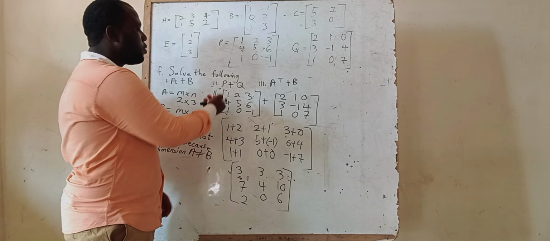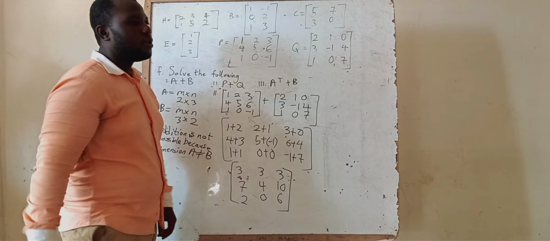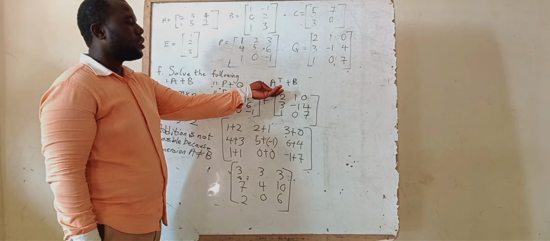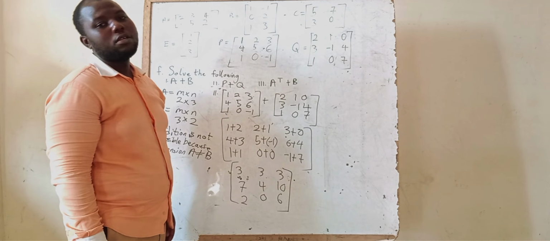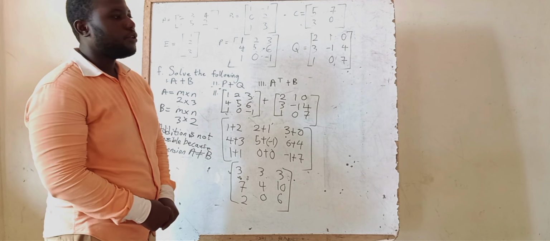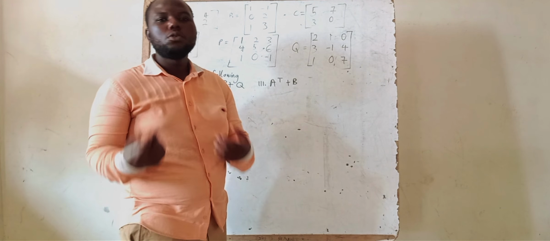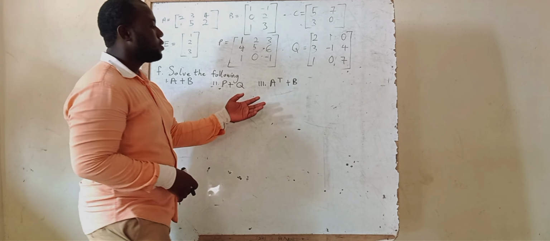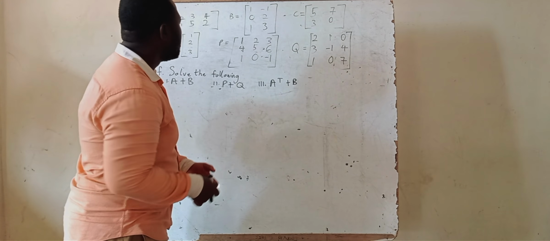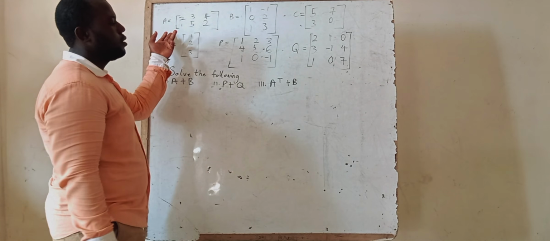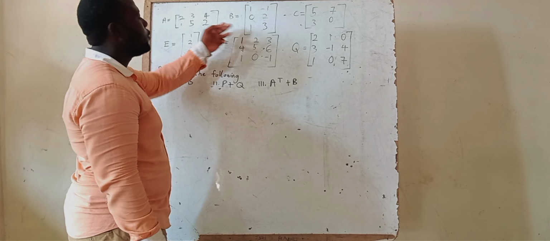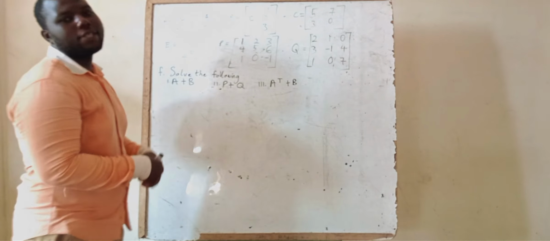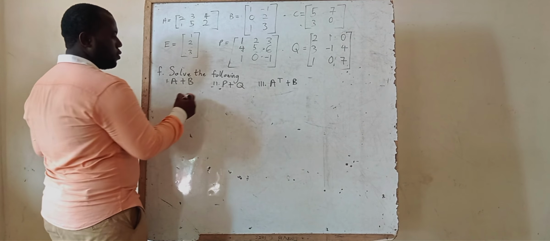So we have found P plus Q. I hope you can find A transpose plus B. Go ahead and see whether you can find A transpose plus B. So let's move on to the third question where we find A transpose plus B. We already have A, we have B, but we don't have A transpose. So let's first find A transpose.